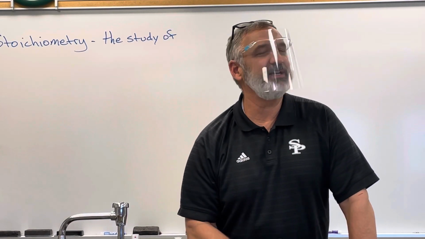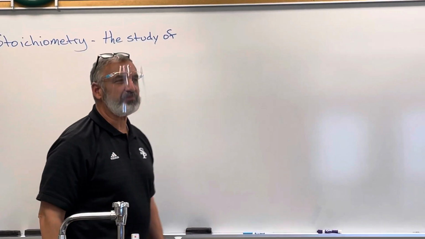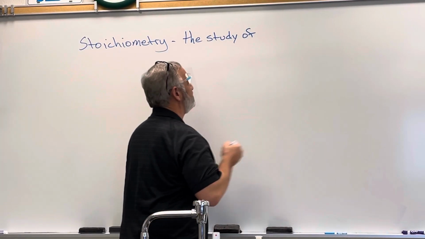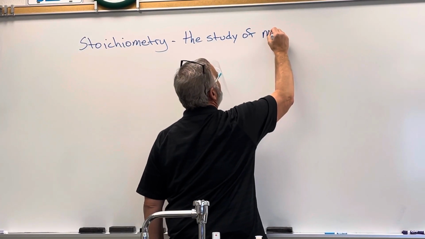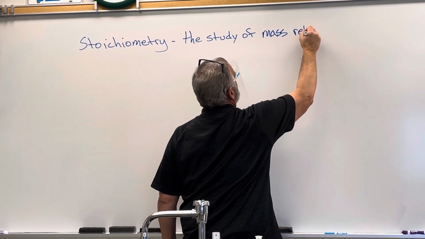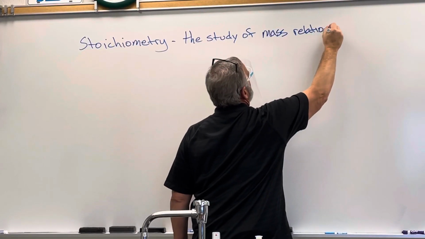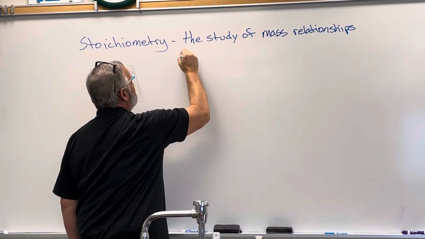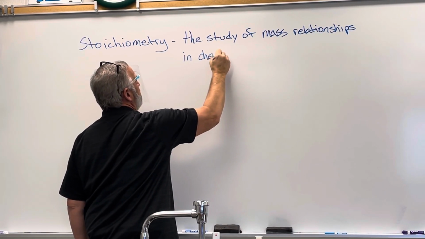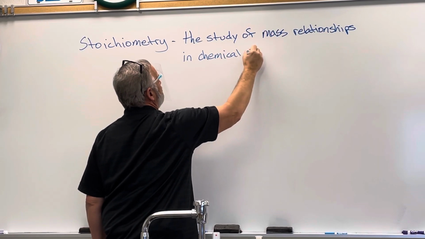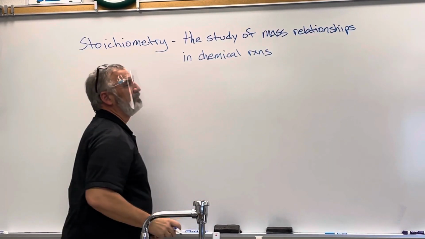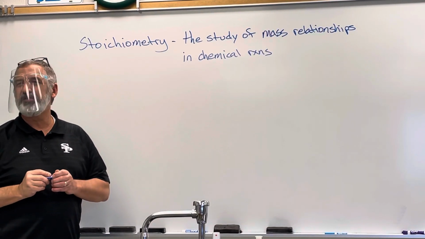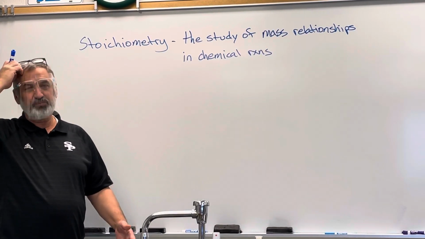Today we're going to be talking about stoichiometry. And so we did the activity yesterday. Stoichiometry is the study of mass relationships in chemical reactions. Okay? How much of this combines with how much of that? It's the recipe for the chemical reactions. It's what reacts with what.